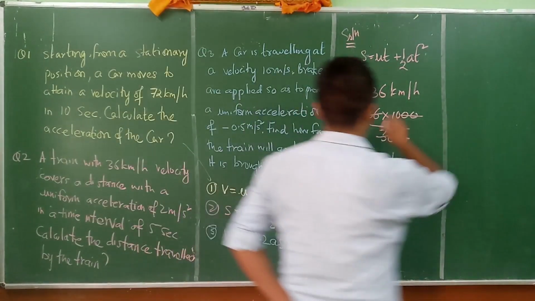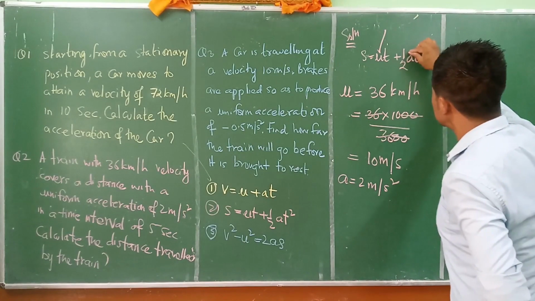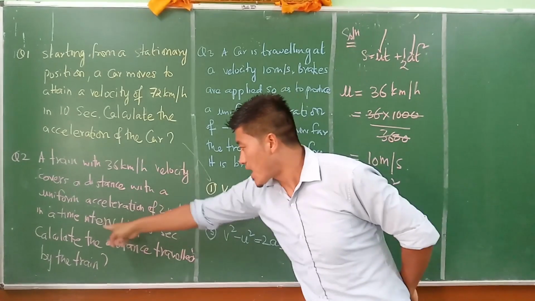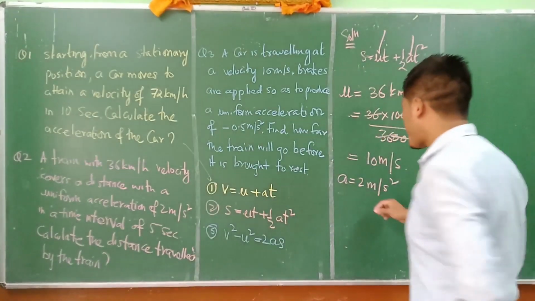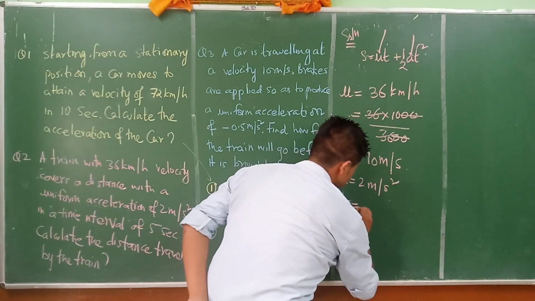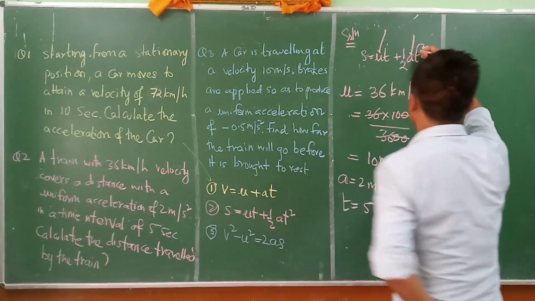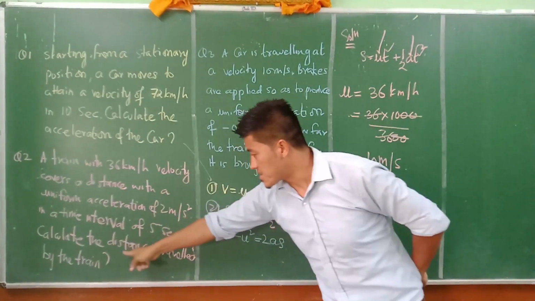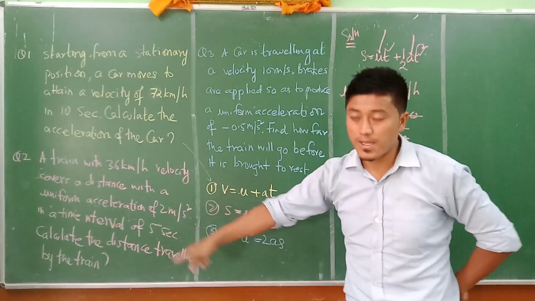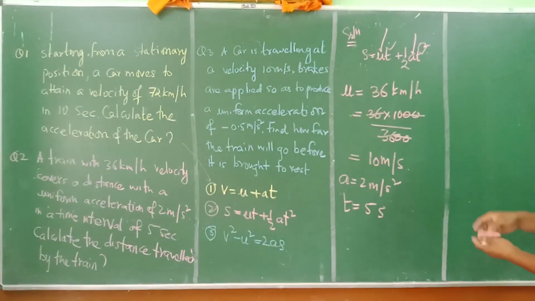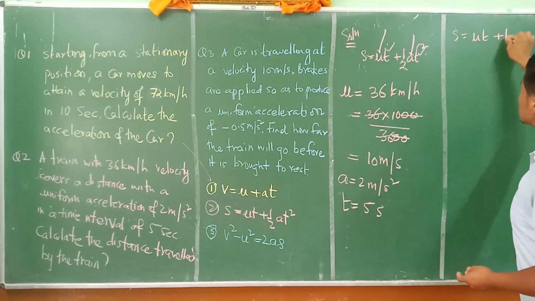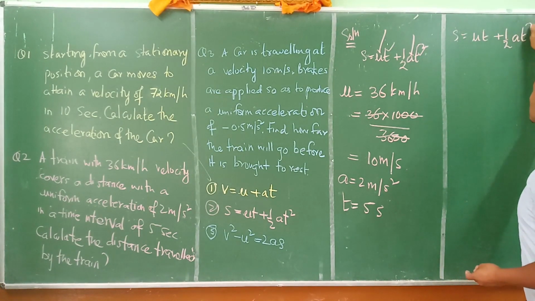Understand? So now we got this, and we got this. Right? In a time interval of 5 seconds now. How much is the time? Is 5 seconds. Time we got. Calculate the distance traveled by the train. Now we have to find the distance here, right? So S is equal to UT plus half AT square.